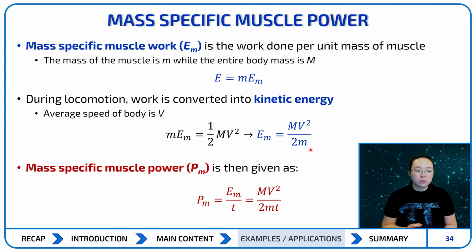If I want to determine the amount of power that each small component of muscle provides, then all I have to do is put PM is equal to EM over T, which is simply this divided by T, and you get MV squared divided by 2mT. So this equation in red is something that you will have to know. You don't need to know how to derive it, but it's given to you just so that you understand where it comes from.